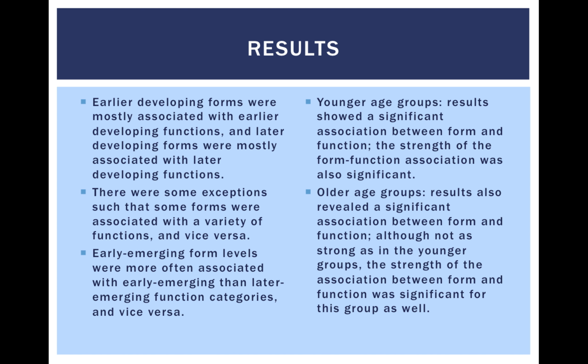The results. Earlier developing forms were mostly associated with earlier developing functions, and later developing forms were mostly associated with later developing functions. There were some exceptions, such that some forms were associated with a variety of functions, and vice versa. Early emerging form levels were more often associated with early emerging than later emerging function categories, and vice versa.